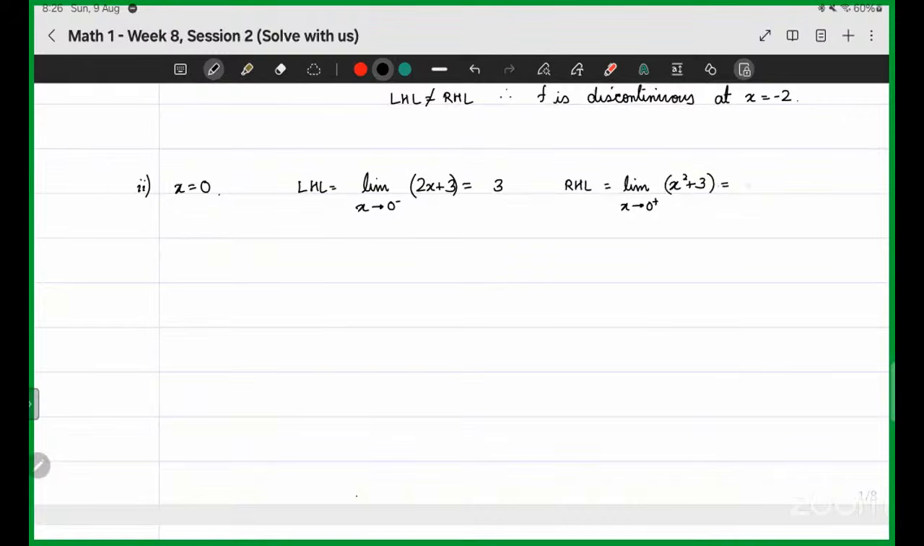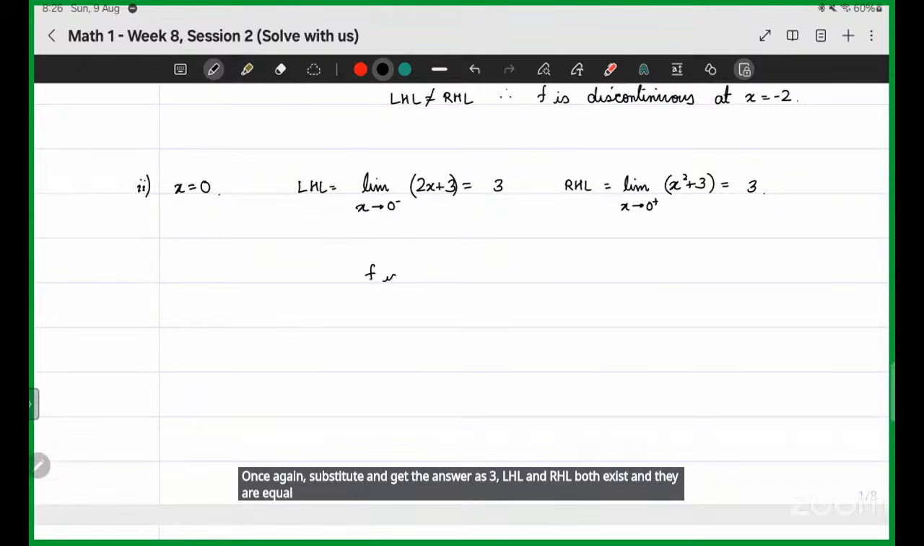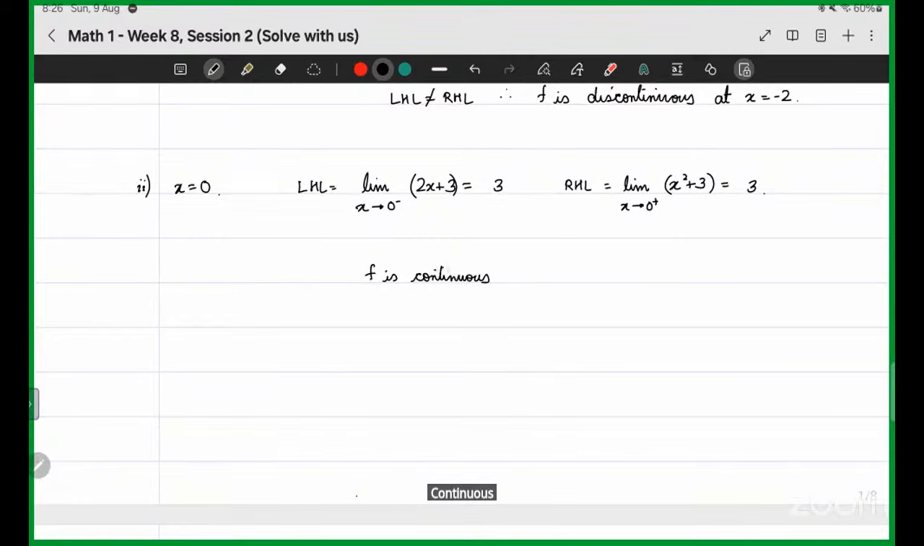Once again, substitute and get the answer as 3. LHL and RHL both exist and they are equal. So f is continuous at x equal to 0. So what about the other remaining point? x is equal to 3.